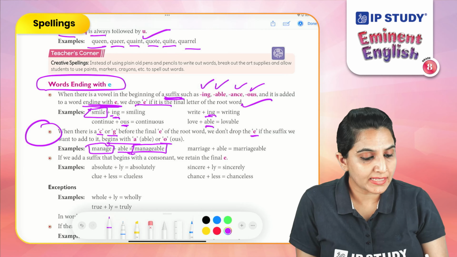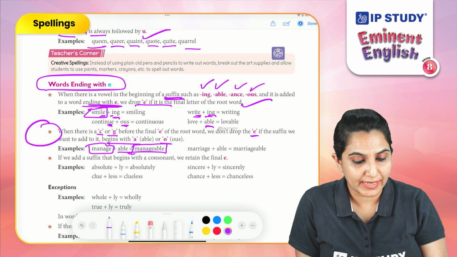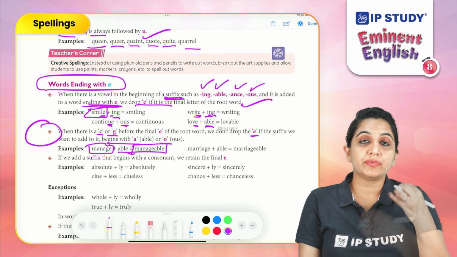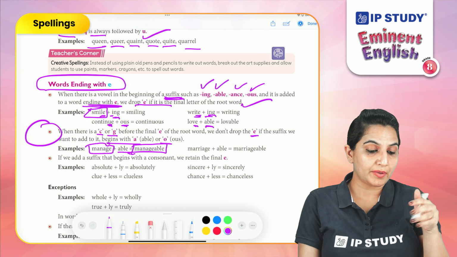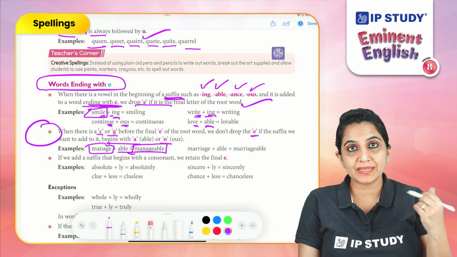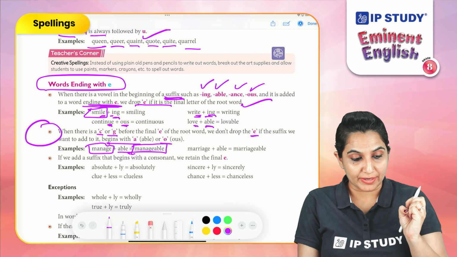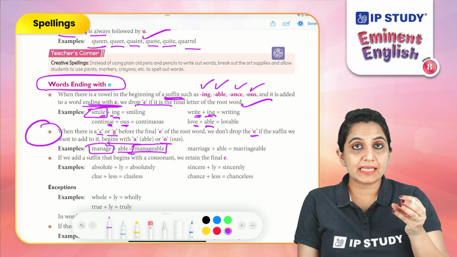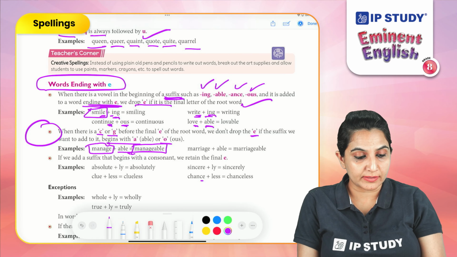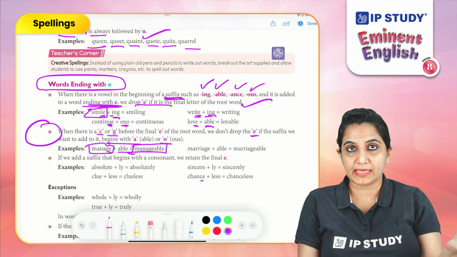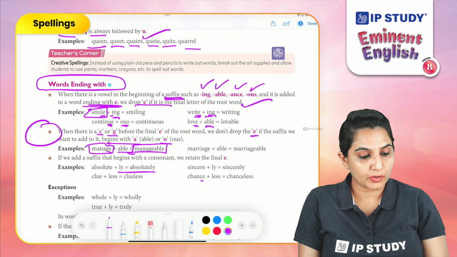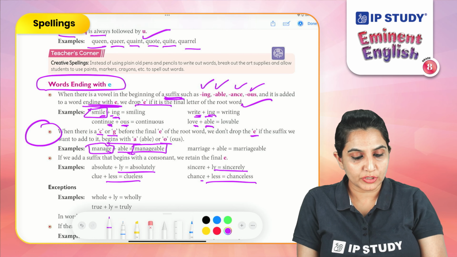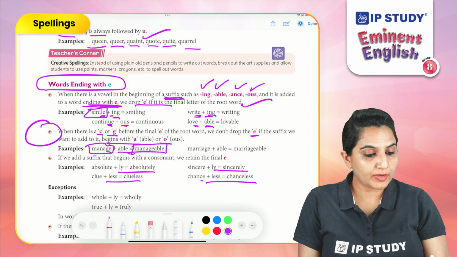Words like smile, continue, write, love end with E but are not preceded by C or G. But words where the E is preceded by C or G, like manage, marriage, chance, have C and G here. So here we do not drop E when we add suffixes, like absolutely, clueless, sincerely, chanceless. So if there is a C or G before the final E, we do not drop E.